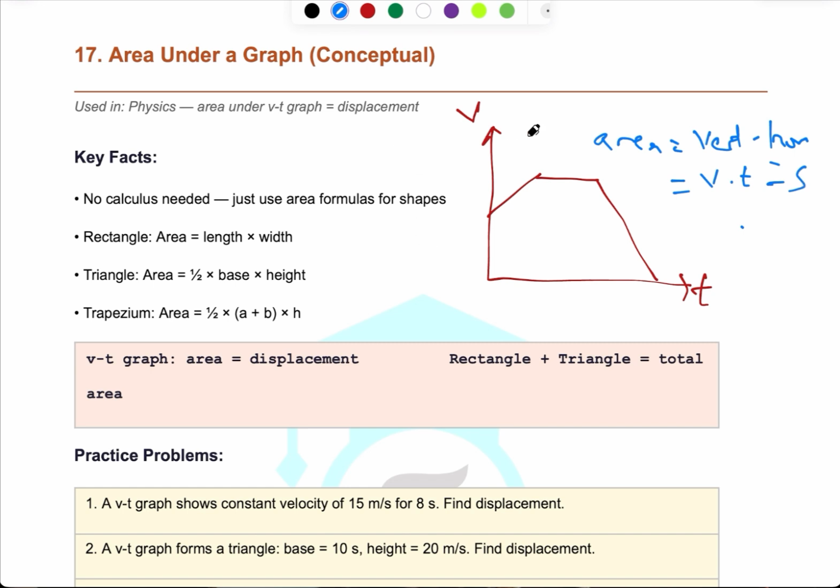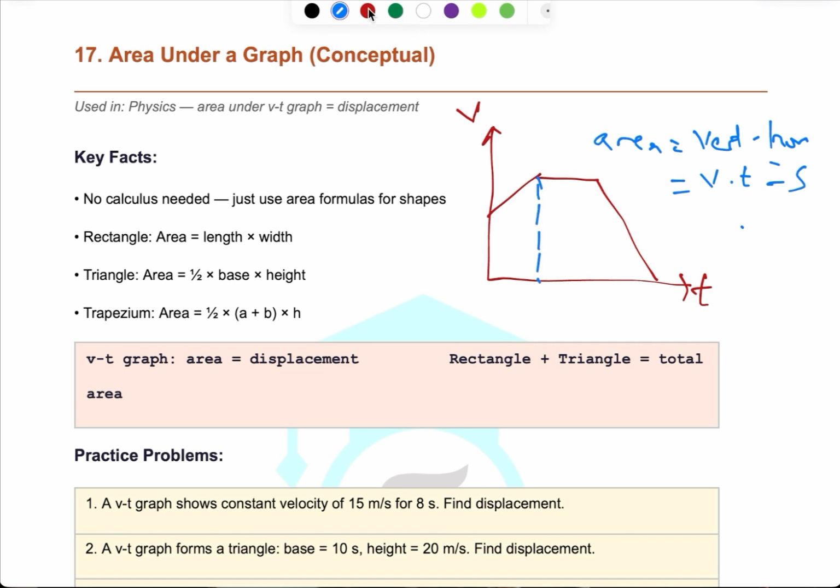Unlike slope, slope is always the vertical over what? Horizontal. But area is always the product. So if I want to find the displacement of this guy that went through this journey, what am I going to do? When you look at this entire thing under it, we have a shape. But you have to break that shape down into different parts because it does not give a regular shape. So you start from this edge, you can break this down.